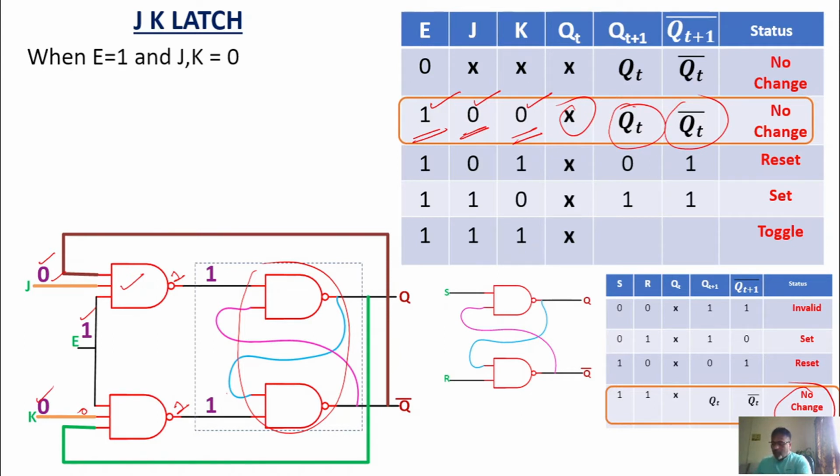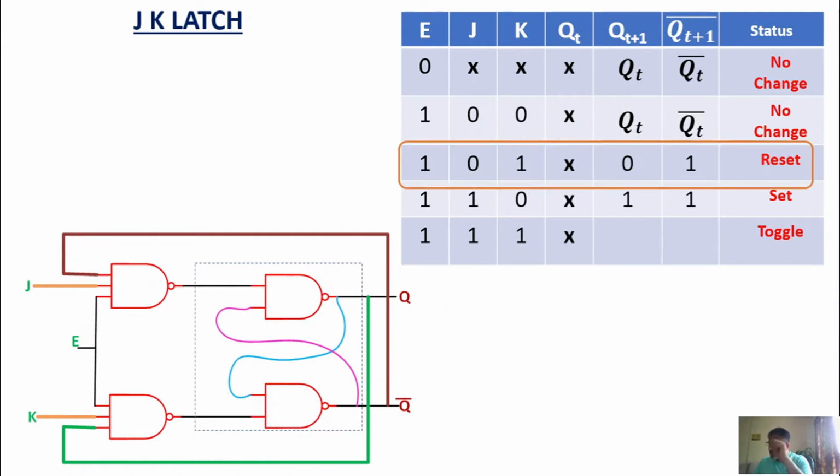Now let us go one step forward to understand what happens when E is equal to 1 and J is equal to 0 and K is equal to 0. And QT can be anything, it can be 0 or 1. What will happen to your QT plus 1 and QT plus 1 bar? You know, this QT plus 1 and QT plus 1 bar depends on the QT, its previous state, QT and QT bar, because of the feedback connection. Let us see what is QT plus 1 and what is QT plus 1 bar.